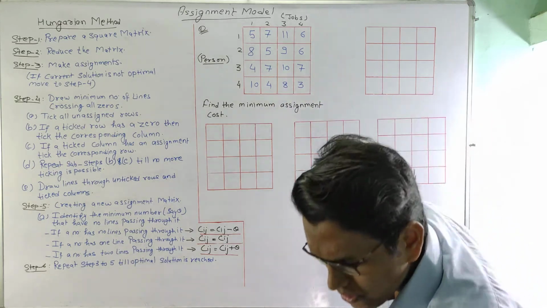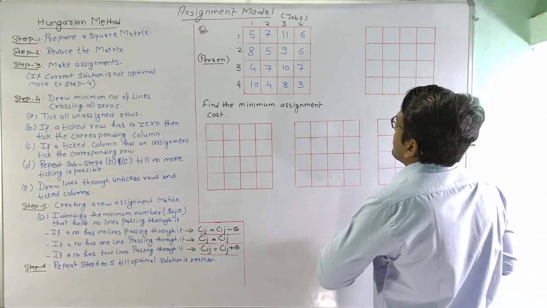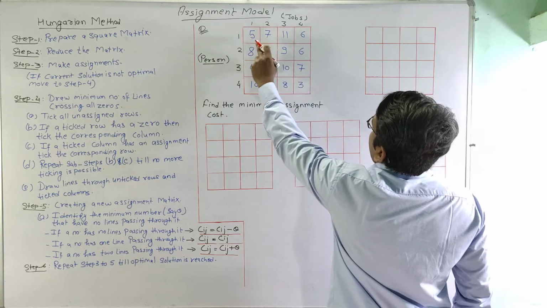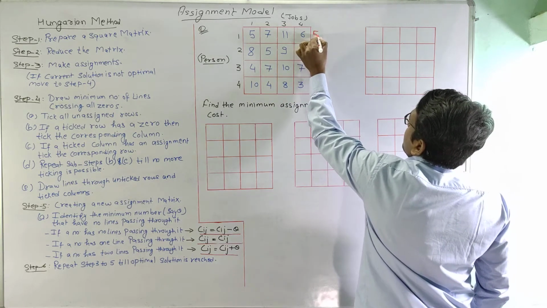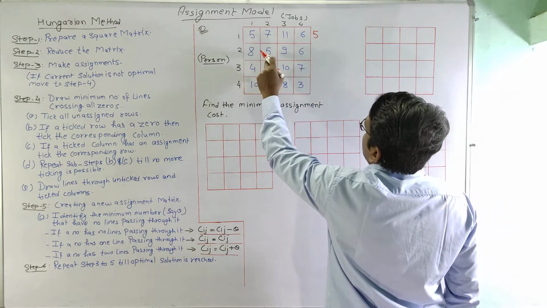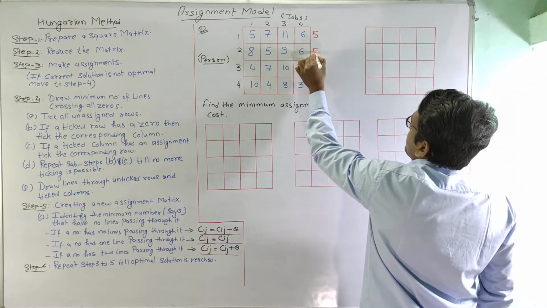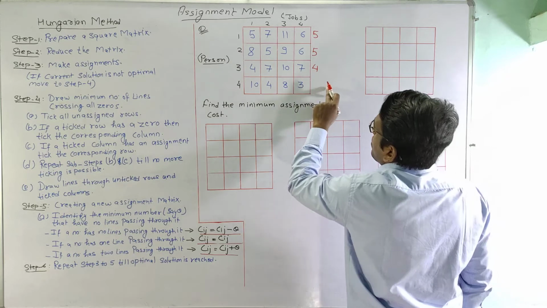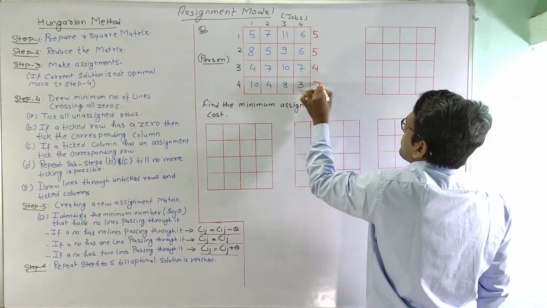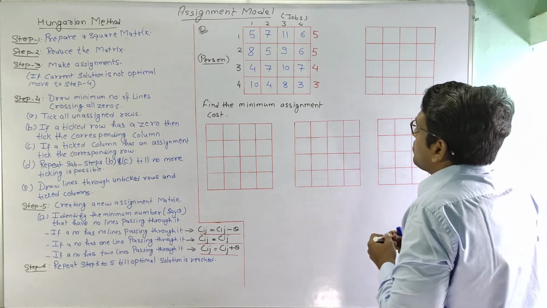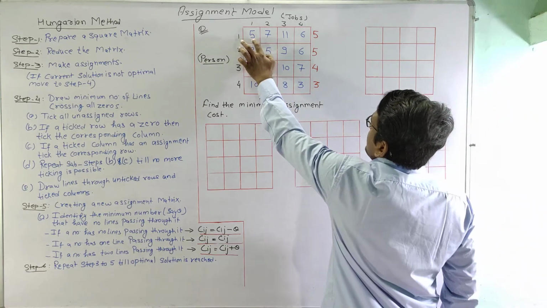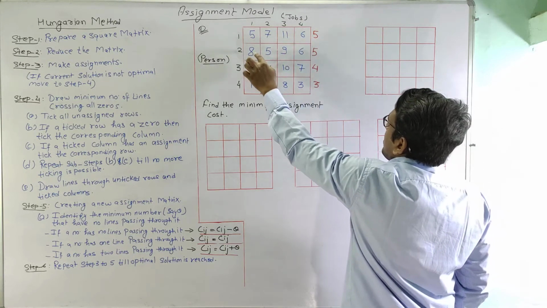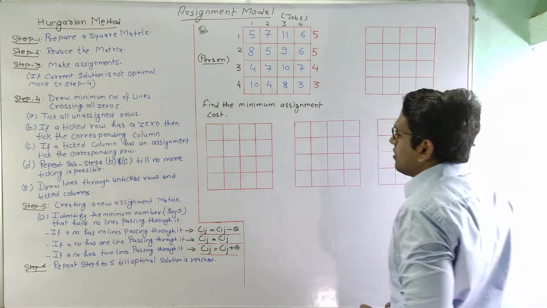What we are going to do is select the minimum value in each row. For the first row the minimum value is 5. Similarly in row 2 the minimum value is 5. Row 3 minimum value is 4. Row 4 minimum value is 3. Now we are going to subtract this minimum value from each element of the row, similarly for all 4 rows.